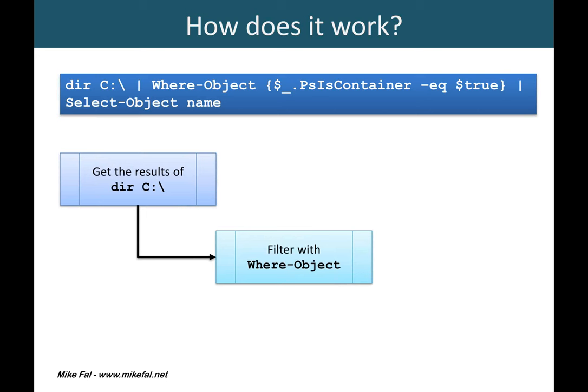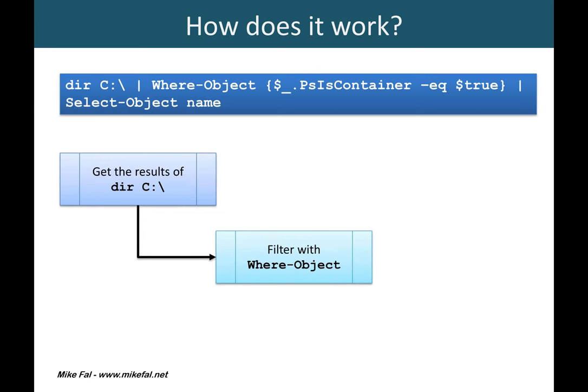Now, for people who may not be familiar with where object, it's like a where in a SQL statement. It's a filter. So what we're doing here is we're taking all those results from the dir C drive, passing over the pipeline, and then processing them to filter them where PS is container equal true. Some things to note here. The dollar underscore, if you're not familiar with PowerShell, is a common character, which basically means the current object in the pipeline. And PS is container is a property, because everything in PowerShell is an object and has methods and properties. PS is container basically says this is a directory. So we're saying filter everything that is a directory under the C drive.